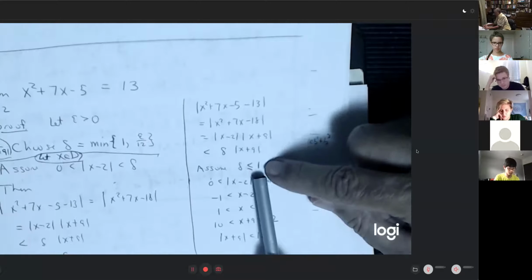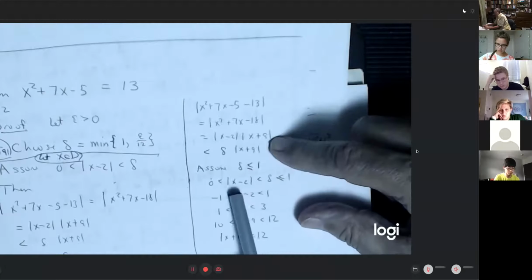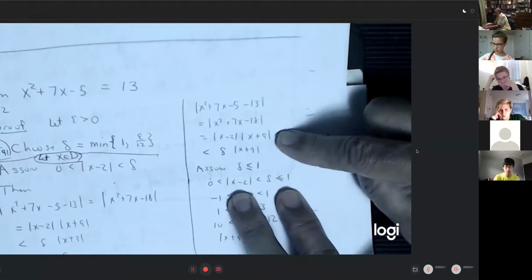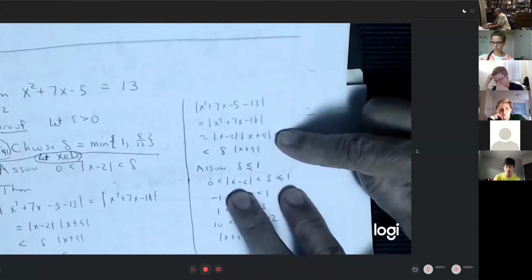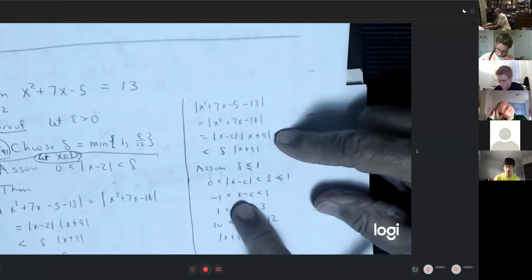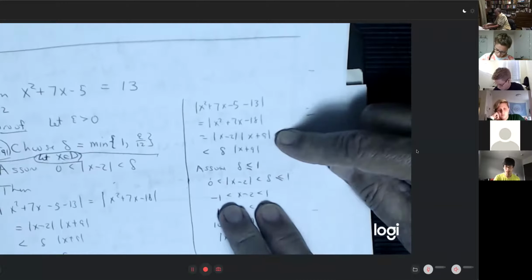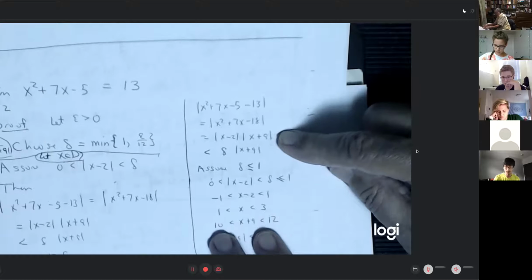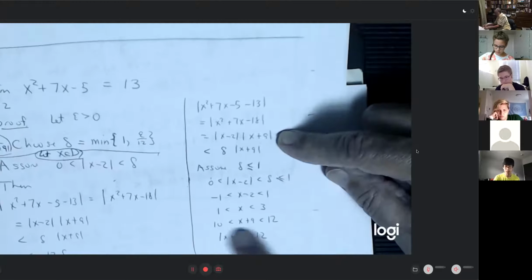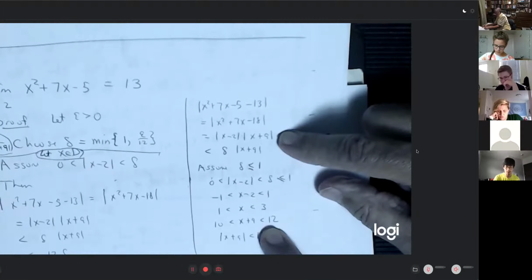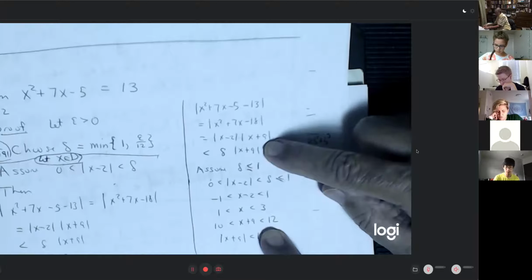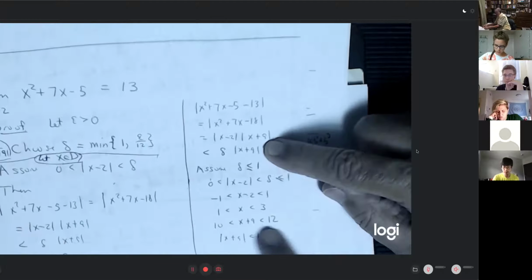And then I'm going to say, okay, when I get to this |x minus 2| less than delta, I will know that this number is less than or equal to 1. So I'm going to play with that. If |x minus 2| is less than or equal to 1, then I can write minus 1 is less than x minus 2 is less than 1. I can add 2 to both sides and get x is between 1 and 3. And I can add 9 to everybody and get x plus 9 is between 10 and 12. What do I have over here? I have x plus 9. See that? x plus 9 is between 10 and 12.